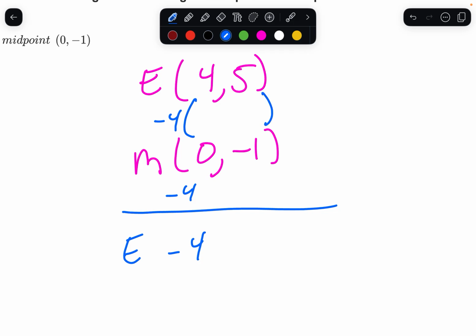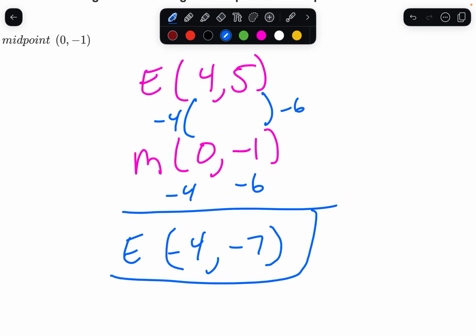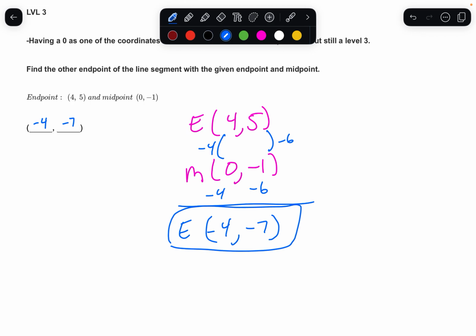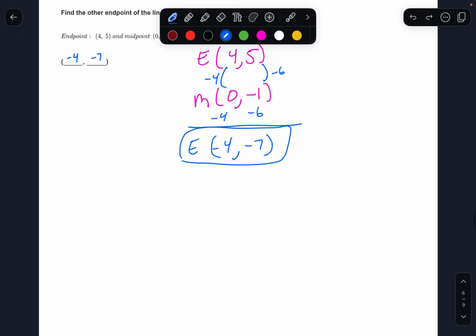You're at 5, you go to -1, you've gone down 6, so we're going to subtract another 6. So -1 minus 6 lands us at -7. So that's the other end. Can you check your work? We talked about that. What is 4 plus -4? That is 0. Divided by 2 is 0, so it checks out. What is 5 plus -7? That is -2. Divided by 2 is -1. That checks out. So, yep, you can check your work on those.